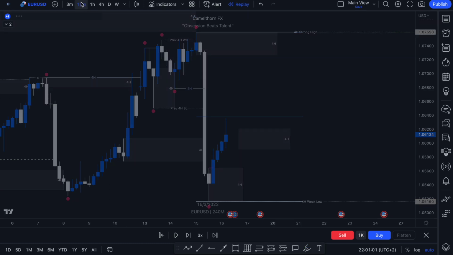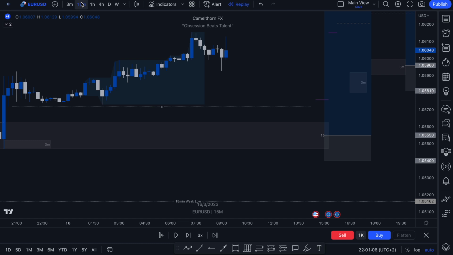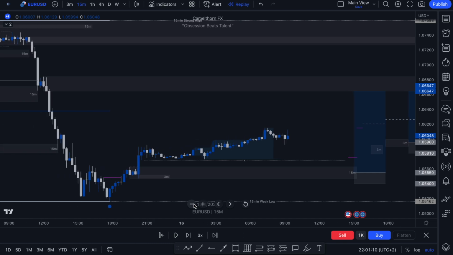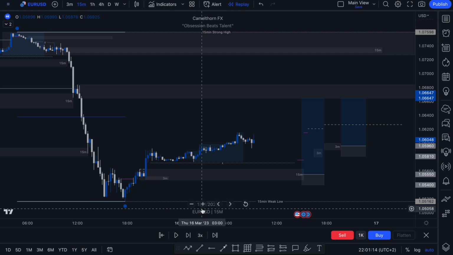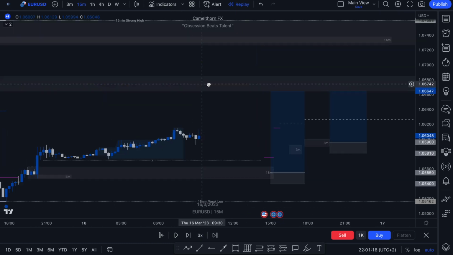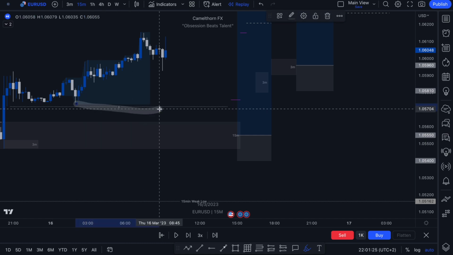And then once we drop down to the 15-minute chart, this is where I now found my particular trading opportunity. So this is, again, Thursday, the 16th of March, all right? The London session has just opened. And as we can see, the Asian session has now closed, and it has given us a very clearly defined Asian high, and a very clearly defined Asian low.